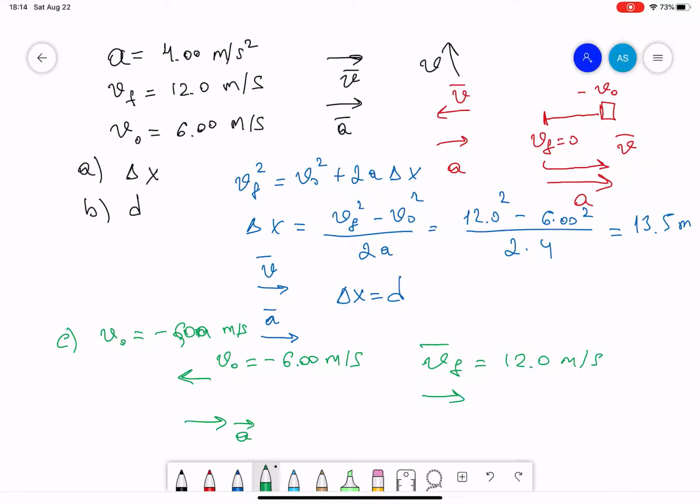So what will happen is that the object that is moving to the left will slow down its speed. At some point it will stop, which means at this point v final becomes 0. Then it stops and reverses its direction, and it will start moving to the right side. Why? Because our acceleration is pointing in the positive x direction. Now let's find our displacement.